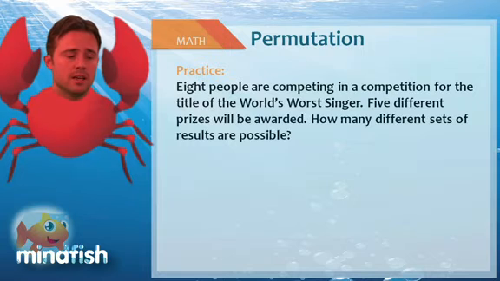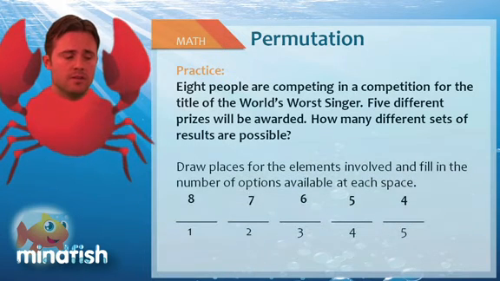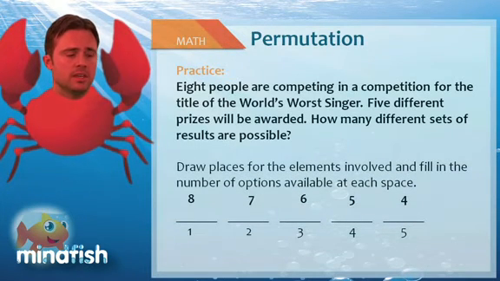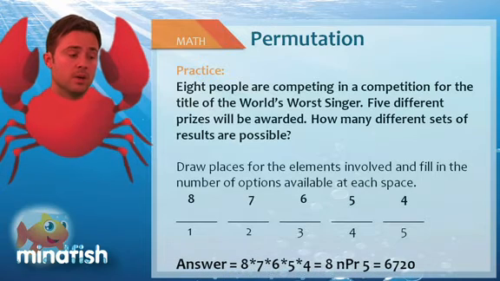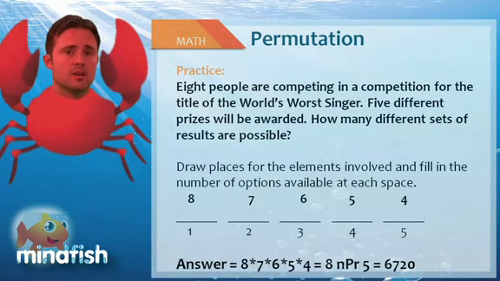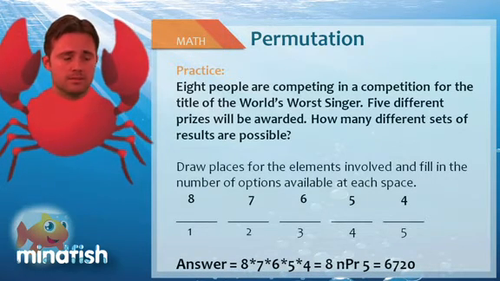So we would set this up by drawing out the 5 locations and then filling in 8 times 7 times 6 times 5 times 4. We can also simply type in 8 NPR 5.